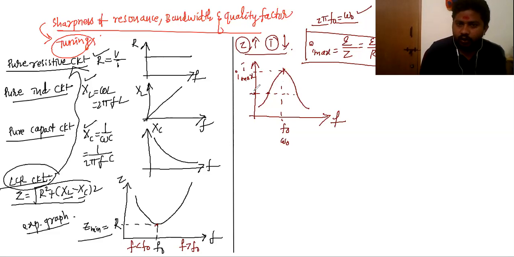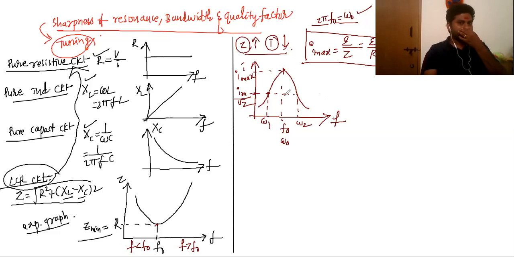There is a point on the y-axis where the current value will be I maximum by root 2, that is, 1 by root 2 times the maximum. So this is the point I'm writing as omega 1 frequency, and this is the point I'm writing as omega 2 frequency.